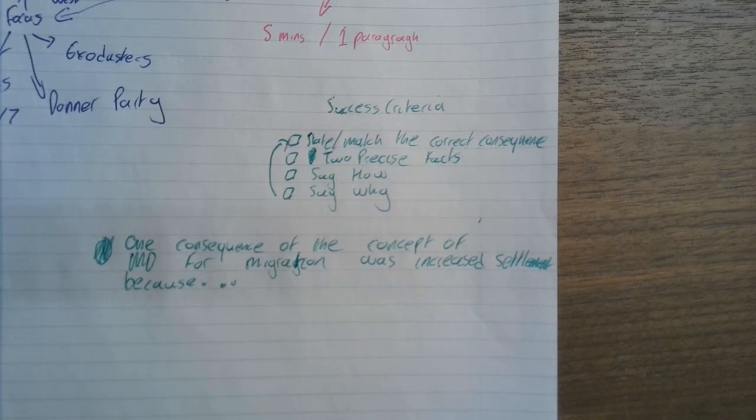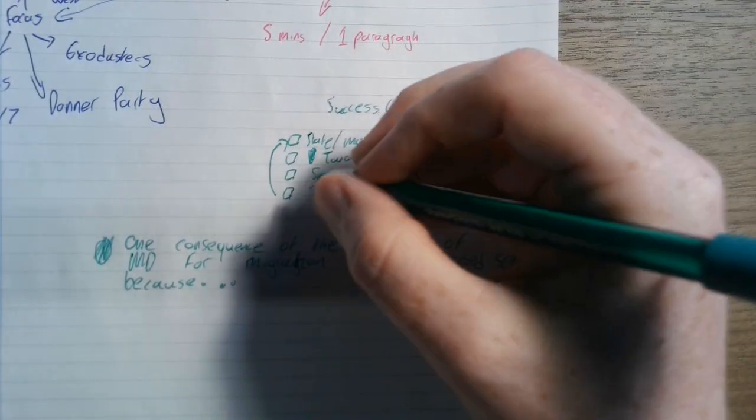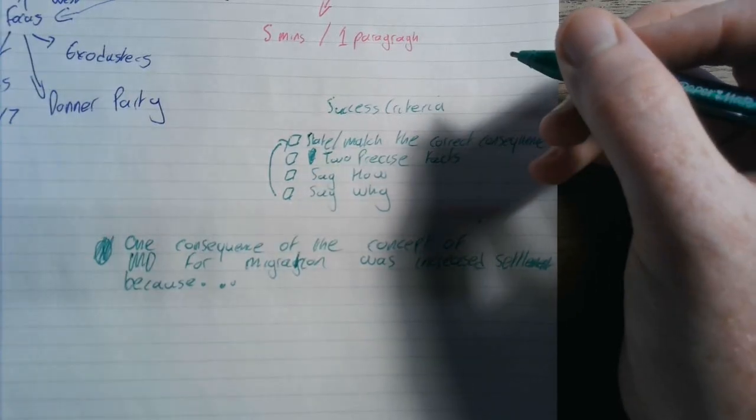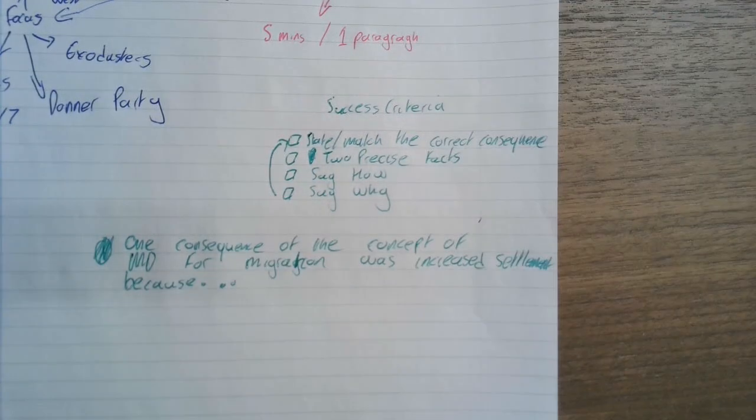So I would suggest it's better to say 1 consequence of the concept of manifest destiny for migration was increased settlement because. Alright, and what you're doing there is you're stating and matching the consequence. You're saying why within that sentence, and you've basically got 2 marks that the prickly examiner can't deny you.